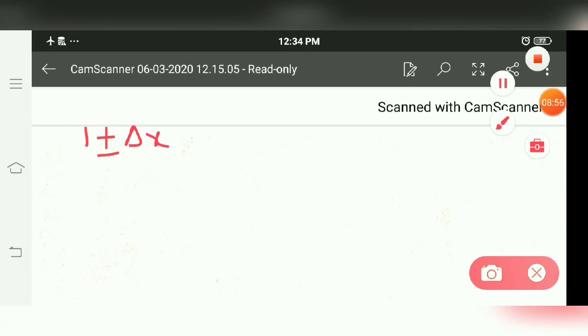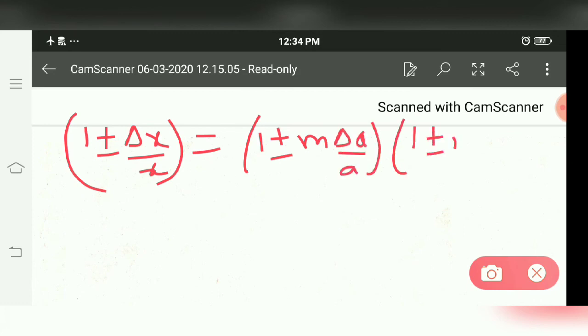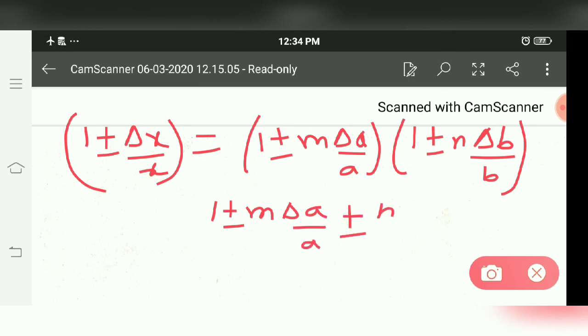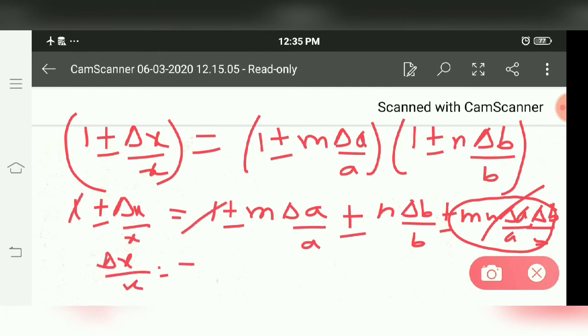So 1 plus minus delta x upon x is equal to 1 plus minus m delta a upon a, 1 plus minus n delta b upon b. Again by solving this we get 1 plus minus m delta a upon a plus minus n delta b upon b plus minus m into n delta a upon a into delta b upon b. This term is very small, so we neglect it. Then 1 gets cancelled, and we get delta x upon x equals plus minus m delta a by a plus n delta b by b.